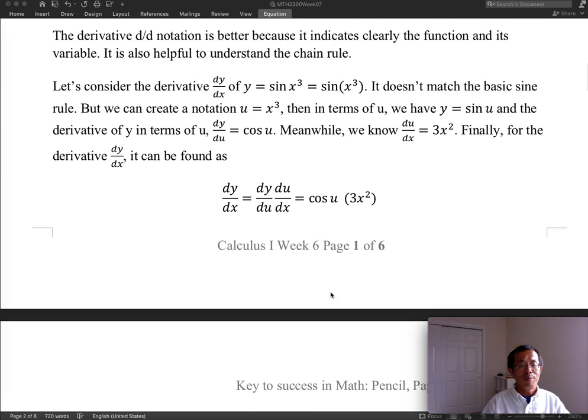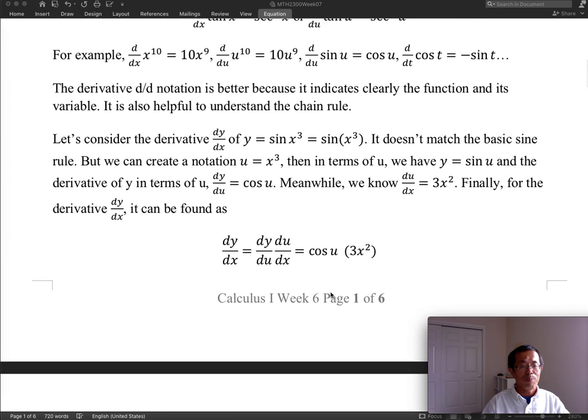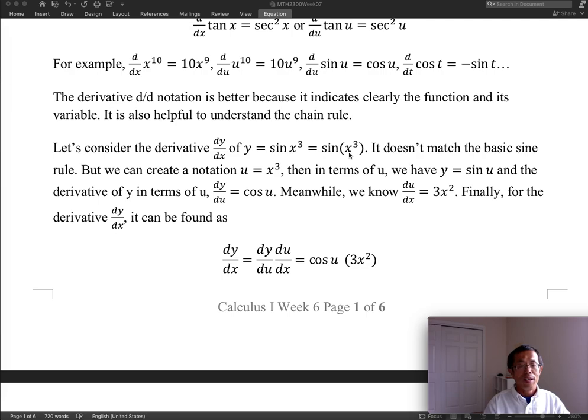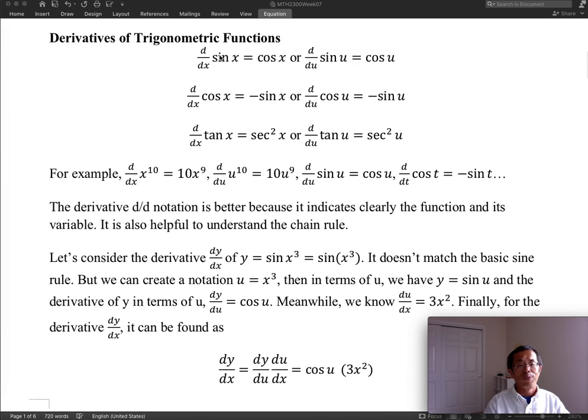And we did one example in the first part of the video. It is the derivative of a sine function, and I hope you recognize it is in the fashion of sine of x cubed. This is not the basic sine we learned before. If it is only sine x, we can get a derivative. And if it is sine u, we get a derivative in terms of u. It's cosine u.